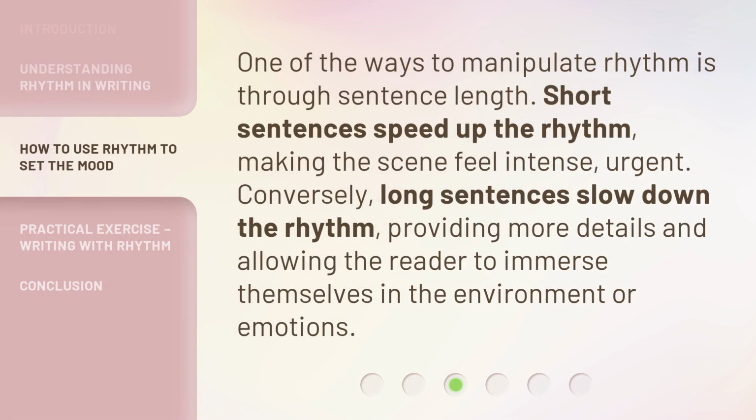One of the ways to manipulate rhythm is through sentence length. Short sentences speed up the rhythm, making the scene feel intense, urgent. Conversely, long sentences slow down the rhythm, providing more details and allowing the reader to immerse themselves in the environment or emotions.